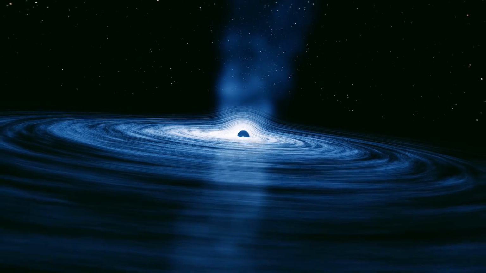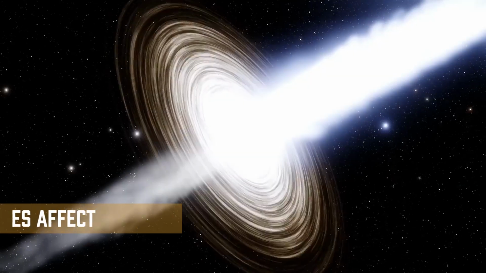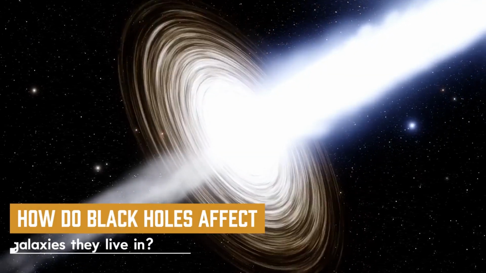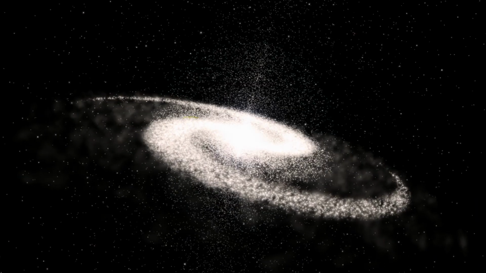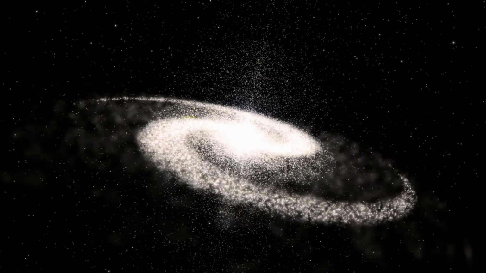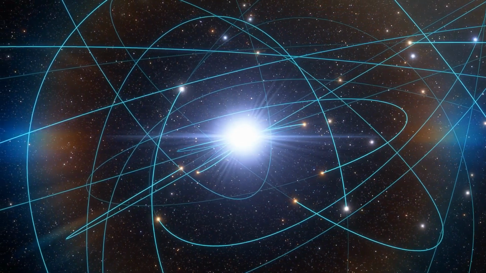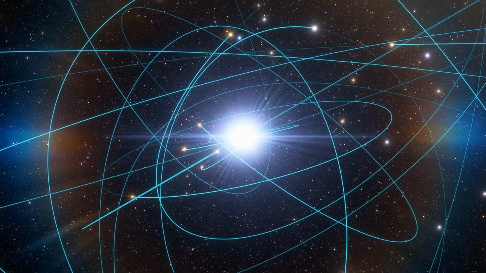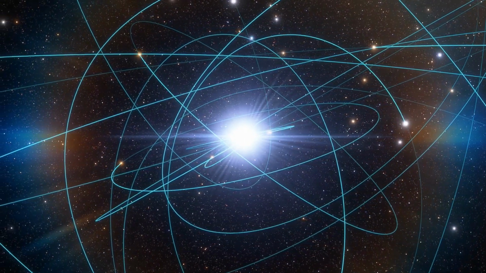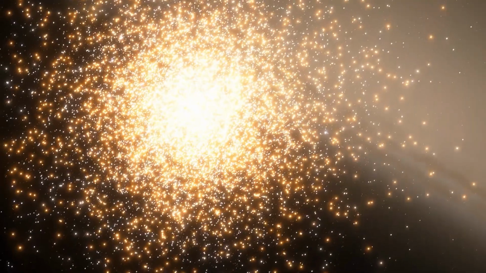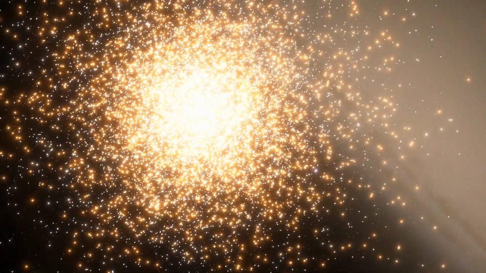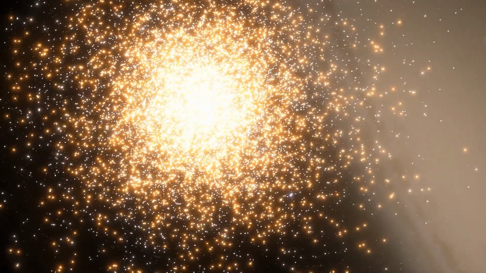Now, moving on to another crucial question. How do black holes affect the galaxies they live in? It turns out that supermassive black holes play a critical role in shaping their surroundings. When black holes feed, they don't just pull in gas, they also release massive amounts of energy back into space. This energy can heat up and push away surrounding gas, preventing new stars from forming. In some cases, black holes may even be responsible for stopping the growth of galaxies altogether.